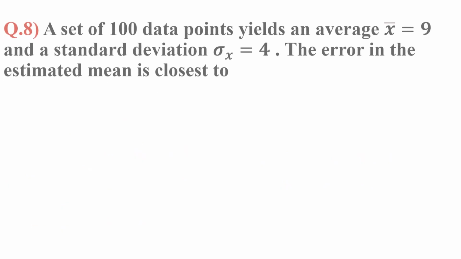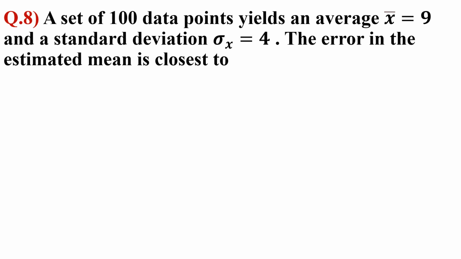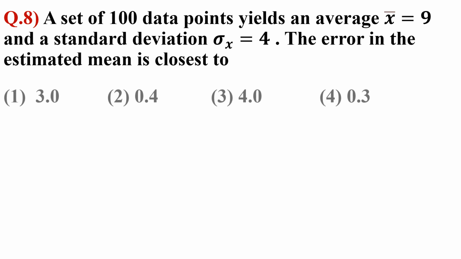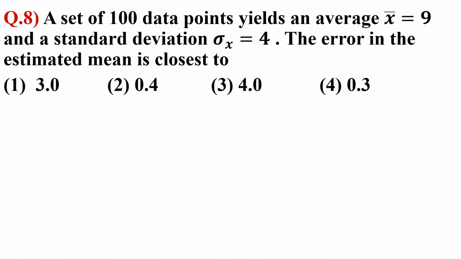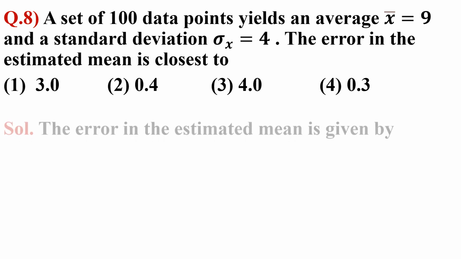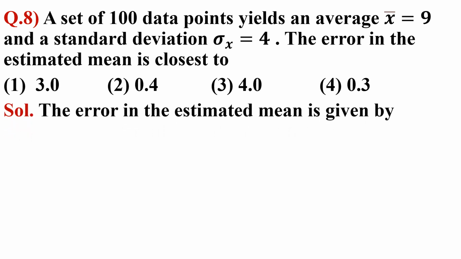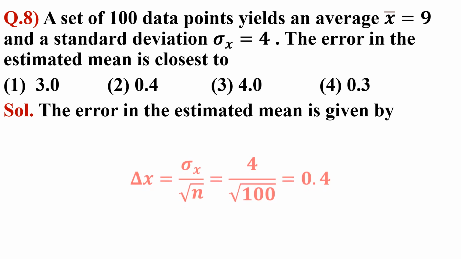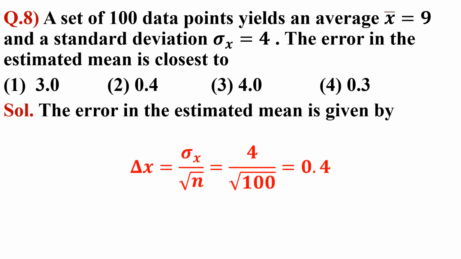Question 8. A set of 100 data points yields an average x equals 9 and a standard deviation sigma x equals 4. The error in the estimated mean is close to: option 1, 3.0; option 2, 0.4; option 3, 4.0; option 4, 0.3. Solution. The error in the estimated mean is given by delta x equals sigma x upon square root of n, equals 4 by square root of 100, equals 0.4. Option 2 is correct.